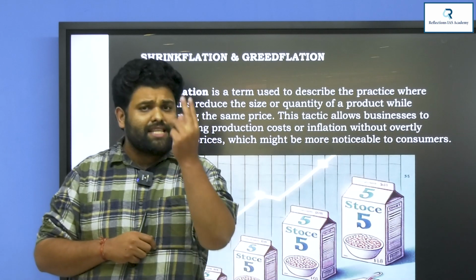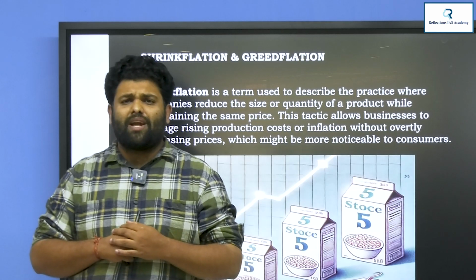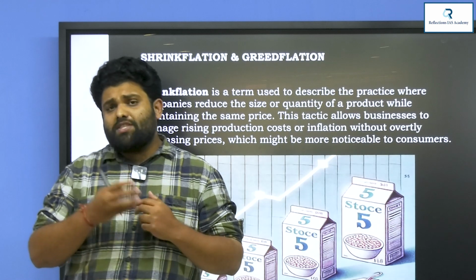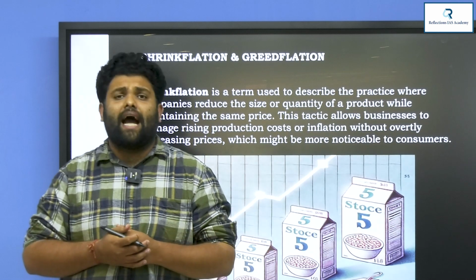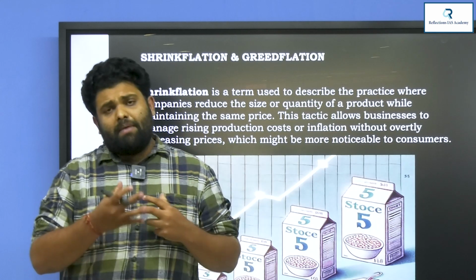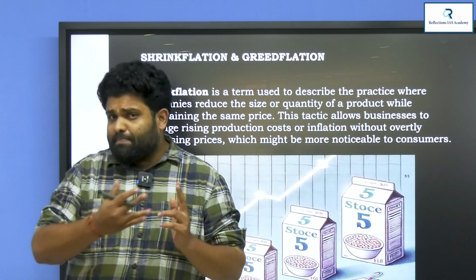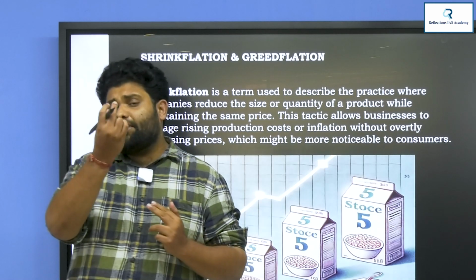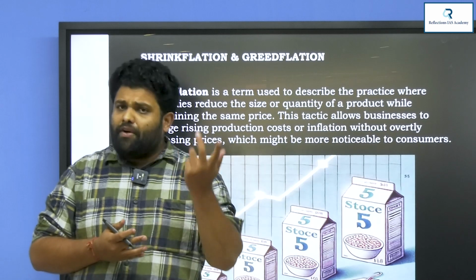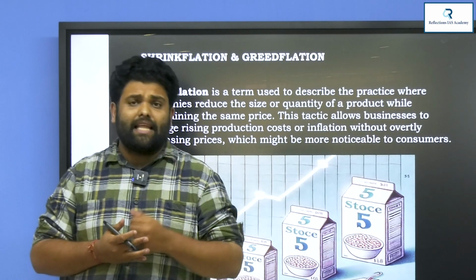Or else, we'll take one more example. Let us say there is a Snickers chocolate. Now, the Snickers bar would be of a certain size. Because of inflation and other factors, for example, the cocoa production and everything, there may be a chance that instead of increasing the price, they would decrease the size of the bar of the chocolate. That is another example.